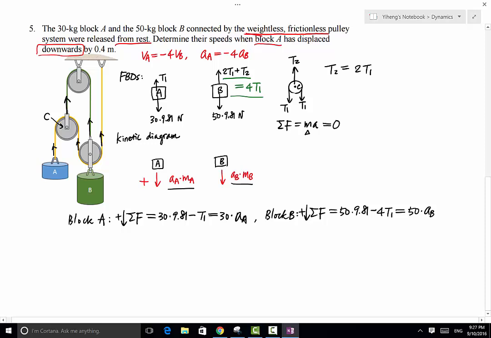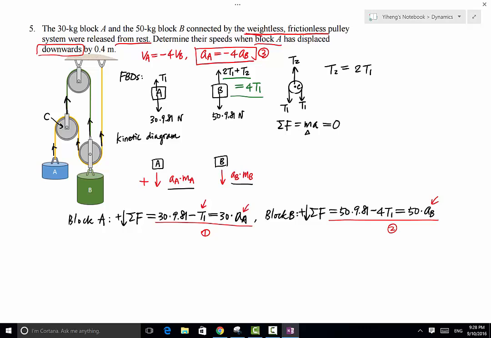So as you can see, now we have two equations, equation 1 and equation 2, but we have three unknowns: T1, AA, and AB. With only two equations but three unknowns, we won't be able to solve all three. However, there's one more relation that we got from the previous problem, this one right here. This is our third equation. So now with three equations, we can solve all three unknowns.